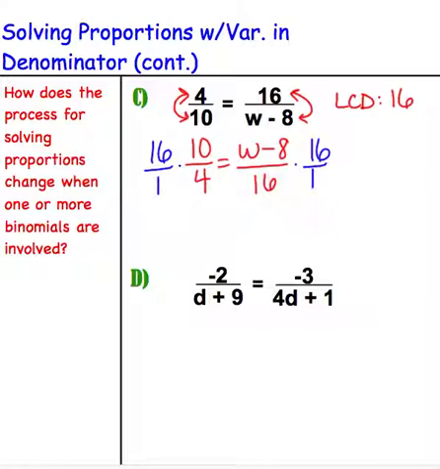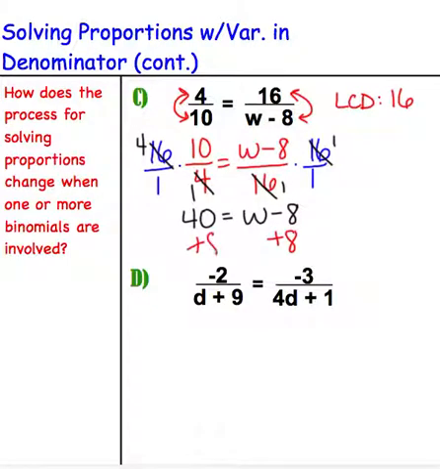And in doing so, on the left-hand side, 16 and 4 can both be divided by 4, leaving 4 to be 1 and 16 divides to be 4. And then on the right-hand side, 16s both cancel, leaving me with 1. When I multiply on the left, 4 times 10 is 40. And on the right-hand side, we have W minus 8. So then I can go ahead and add 8 to both sides, which cancels this and leaves me with 48 on the left and W on the right.